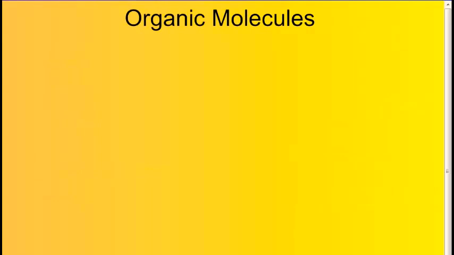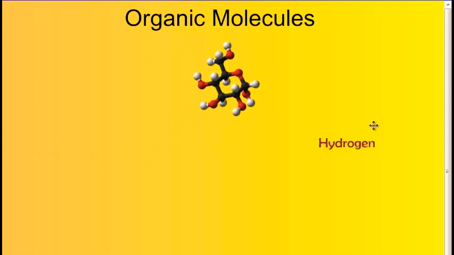So life takes those 6 elements and turns them into organic molecules. And the word organic simply means that it is of or pertaining to living things. Organic molecules include things like this. This is a modified ball and stick model of one kind of organic molecule called glucose. And it's made up of hydrogen atoms, carbon atoms, and oxygen atoms.